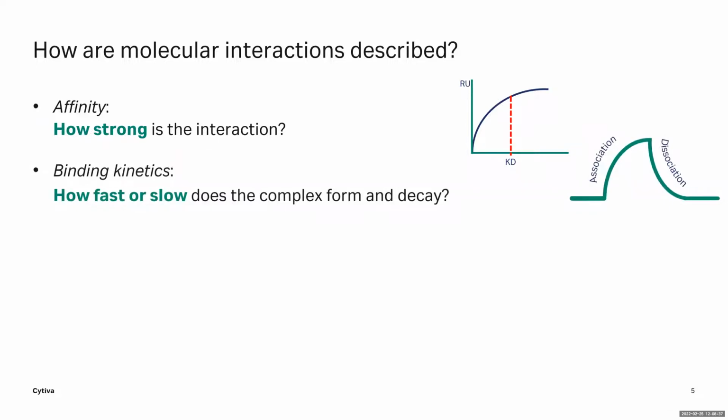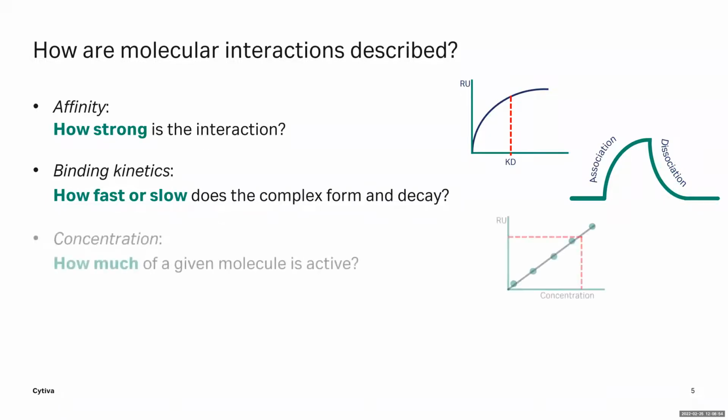Kinetics tell you how fast or slow these complexes form and decay. Ka, the association rate constant, determines how quickly molecules bind to each other. Small kd, the dissociation rate constant, is a measure of how quickly or slowly these complexes break apart.